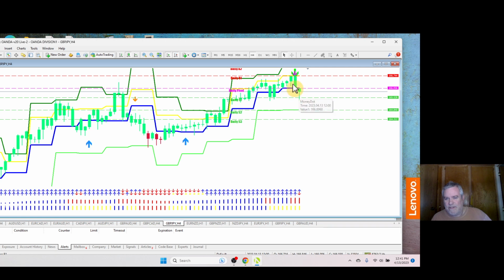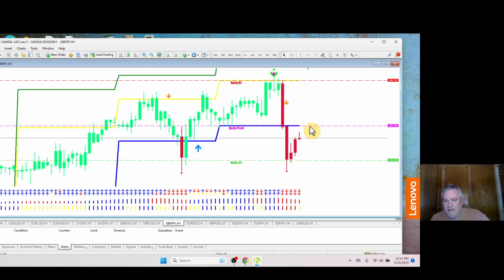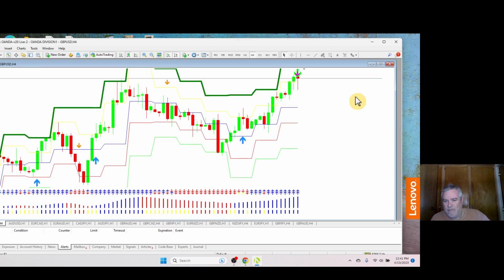That's too wide a stop for me. I wouldn't have taken that. Too wide a stop. So I'd rather have it come back up into here for the low risk sell on the pound yen.